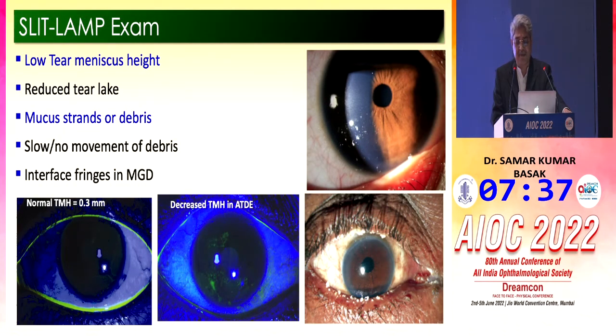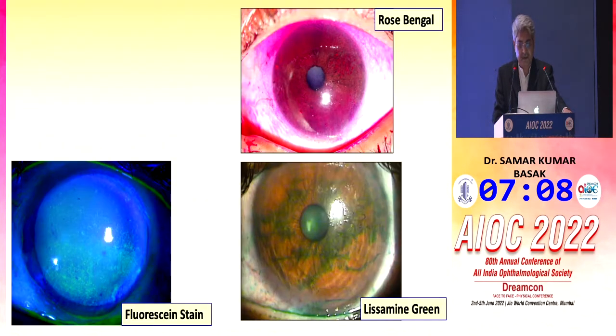On slit lamp examination, you have to look for lower tear meniscus height, reduced tear layer, mucus strands or debris, slow or no movement with the lid movements, and you can also see interference fringes of meibomian gland secretion. And you can also elicit the toothpaste sign. The right side bottom picture shows the toothpaste sign. You can use your thumb or a cotton bud to elicit that sign.